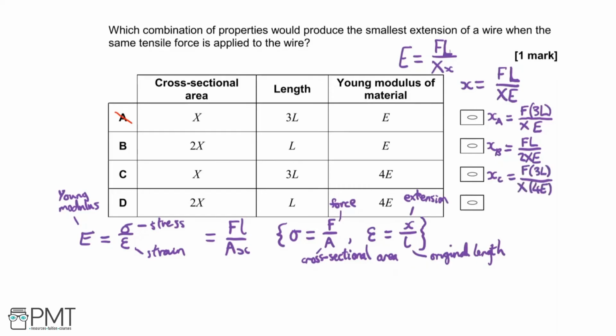For option C, you can see that L is multiplied by 3, but then E is also multiplied by 4. But because 4 is on the lower part, it's in the denominator of the fraction, then we're dividing by 4. So XC will be multiplied by 3/4, 3 divided by 4. And then finally, you can see that we're multiplying the cross-sectional area by 2, we're multiplying the Young modulus by 4. So for option D, we're dividing everything by 8 because the 2 and the 4 are both in the denominator. So the extension is divided by 8. So actually, D would give the lowest extension.